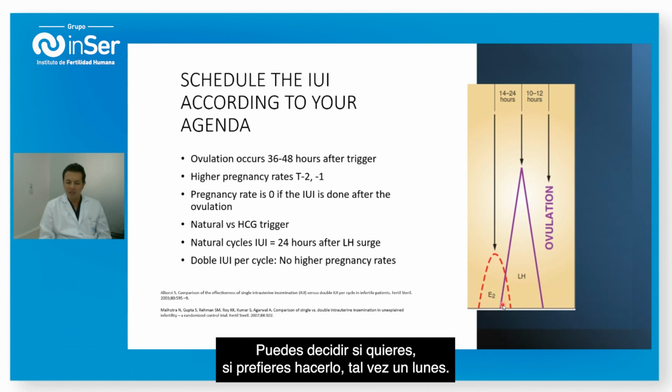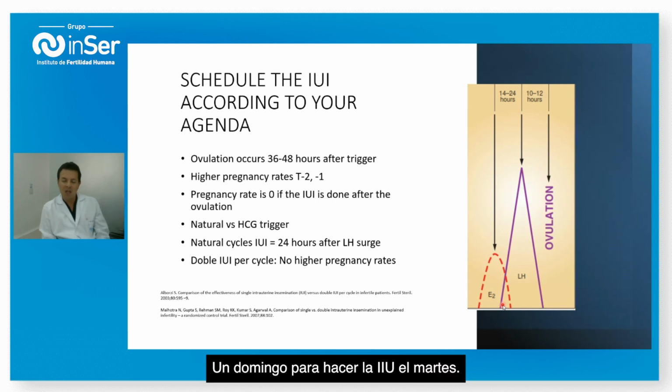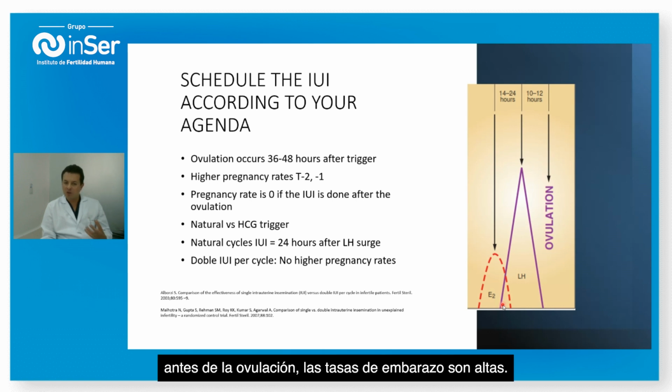You can decide if you prefer to do it maybe on a Monday, so you can trigger her on a Saturday night, or maybe you can wait another day and just do the trigger on a Sunday to do the IUI on a Tuesday. So it depends on you. And you know that when you do the insemination before the ovulation, the pregnancy rates are higher than when the IUI is done after the ovulation.